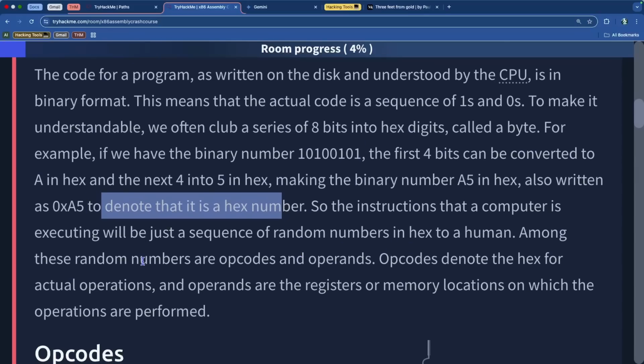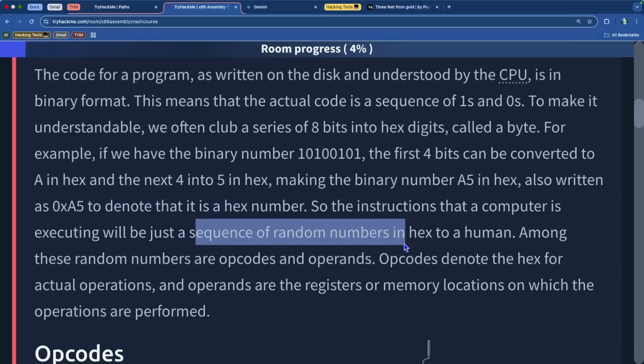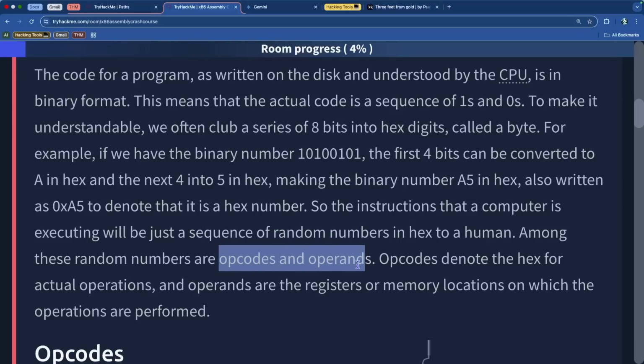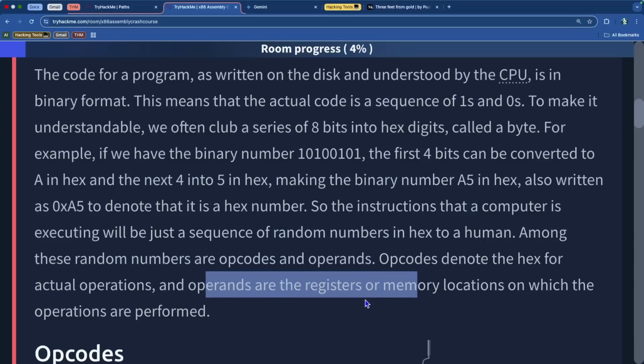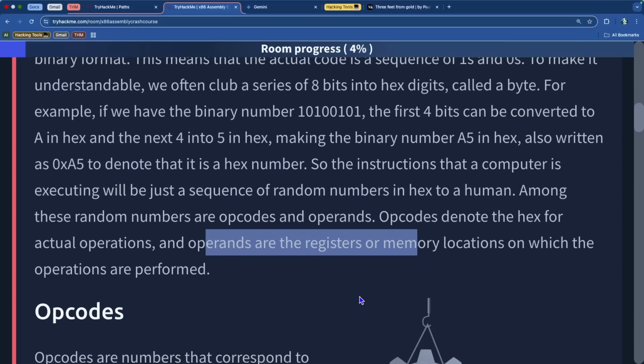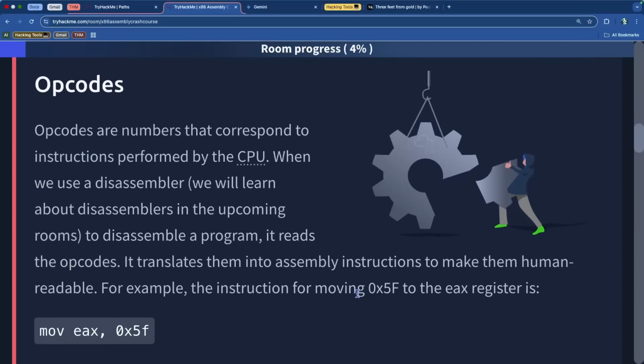The instructions that a computer is going to execute will just be a sequence of random numbers in hex if we look at it with the naked human eye. So among these random numbers are opcodes and operands. Opcodes denote the hex for the actual operation, and operands are the registers or memory locations on which the operations are performed. Opcodes are numbers that correspond to instructions that are going to be performed by the CPU. So numbers that are corresponding to instructions.